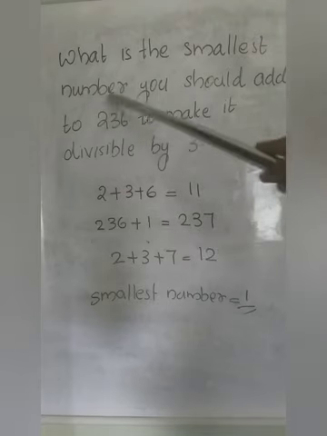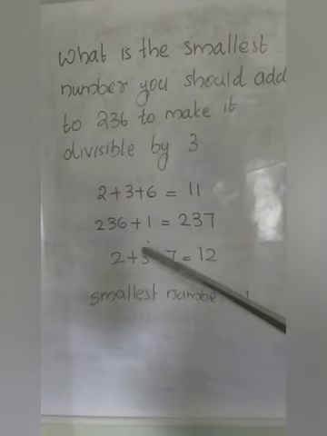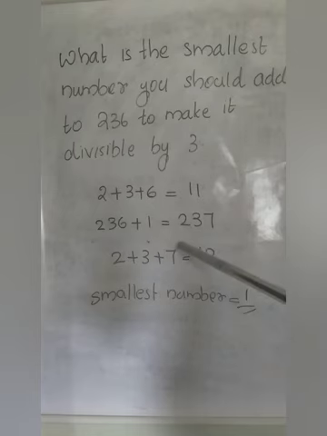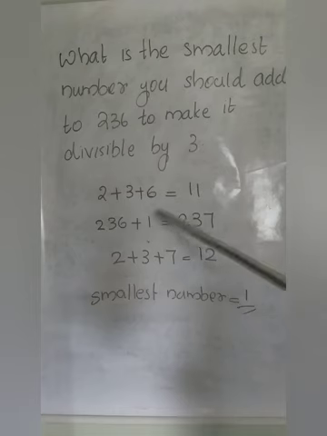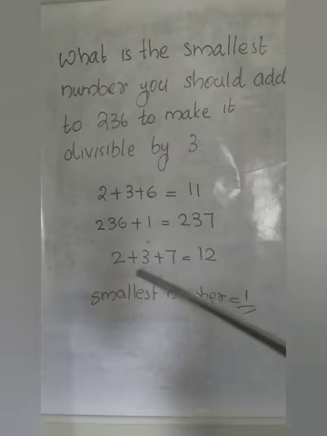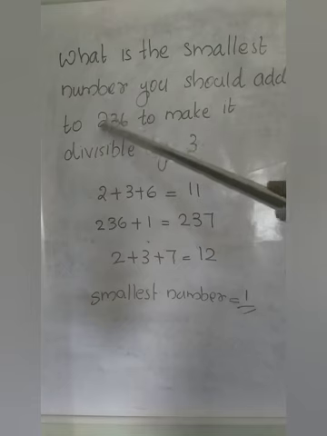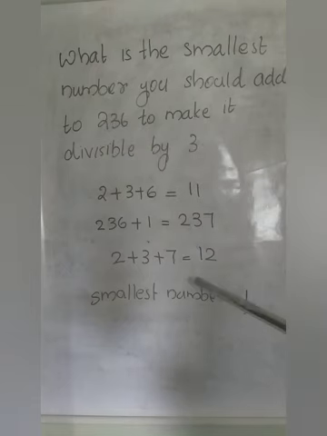So to the given number 236, when I add 1, what do I get? 237. That 237, check whether it is divisible by 3. How will we check? When we add all the digits, what are we getting? The sum 12, which is a multiple of 3. So the smallest number to be added to make 236 divisible by 3 is 1.